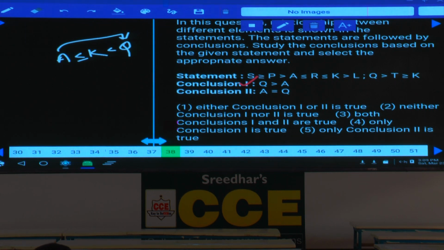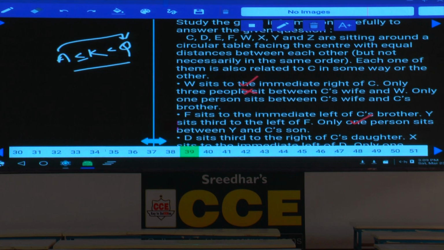Then coming to the second one, A and Q. As A lesser than Q is true, A equals to Q will be false, and so only conclusion 1 is true, that is choice 4. And question number 72 and 73, choice 4 is the answer. Done with this? 73 choice 4, then 74 onwards.